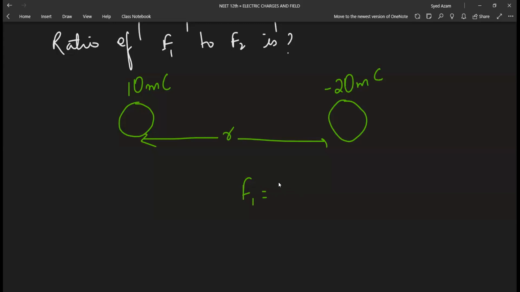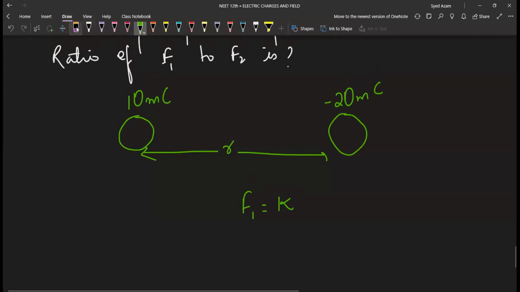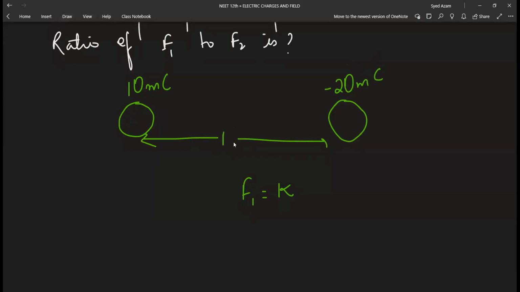Ma'am, F is equal to K Q1 Q2 by R square. Yes. So K into, tell me for the situation. How will we put it in the formula? K into 10 into 20 divided by R square. This way. Yes, ma'am. Millicoulomb also, no? Into 10 power minus 3.